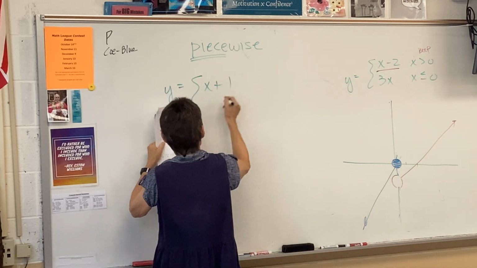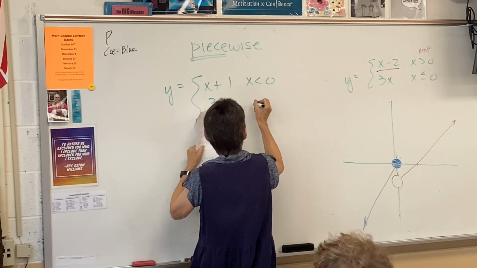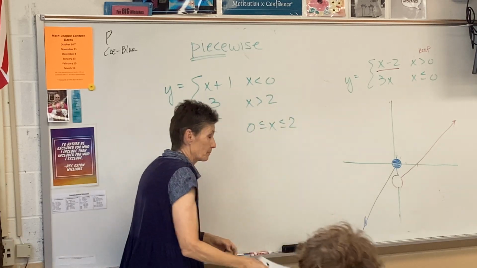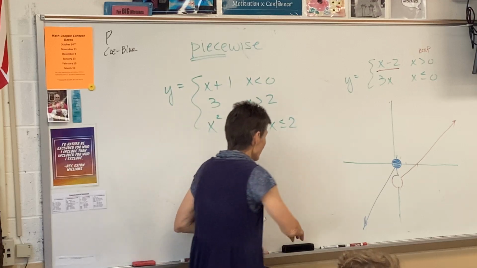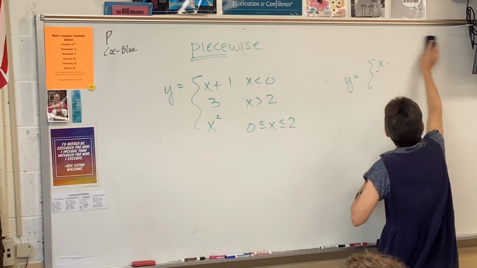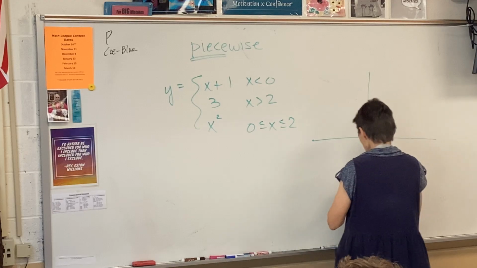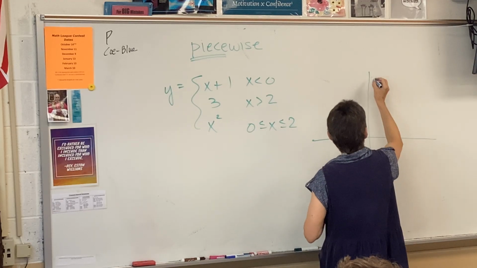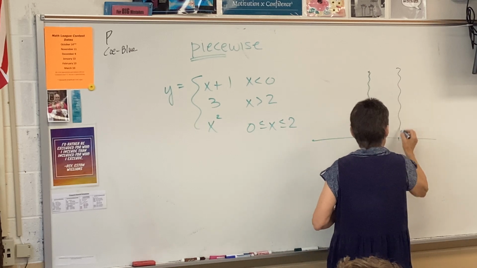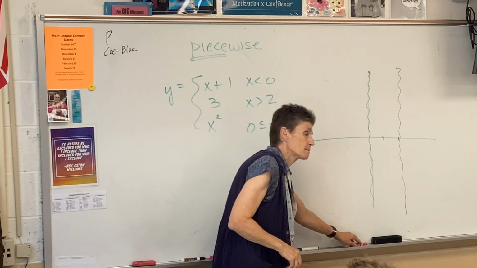Can you tell me? What do you notice about it? Three. There's 3, which means there are 2 break points. So when I draw this one, I'm gonna have 2 squiggly lines. Where are my squiggly lines going to be? 2 and 0. Yep, so I'm gonna have 3 pieces. So I got a squiggly line at 0, a squiggly line at 2, and now my graph is gonna be in 3 different pieces.